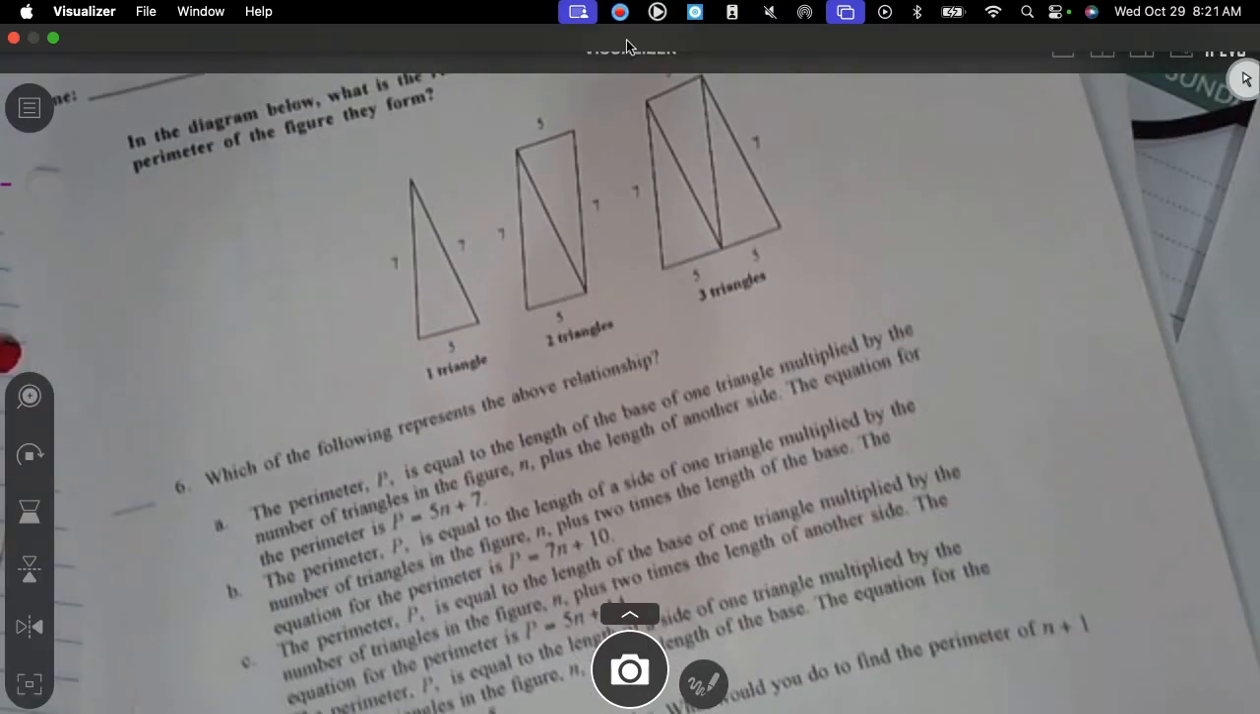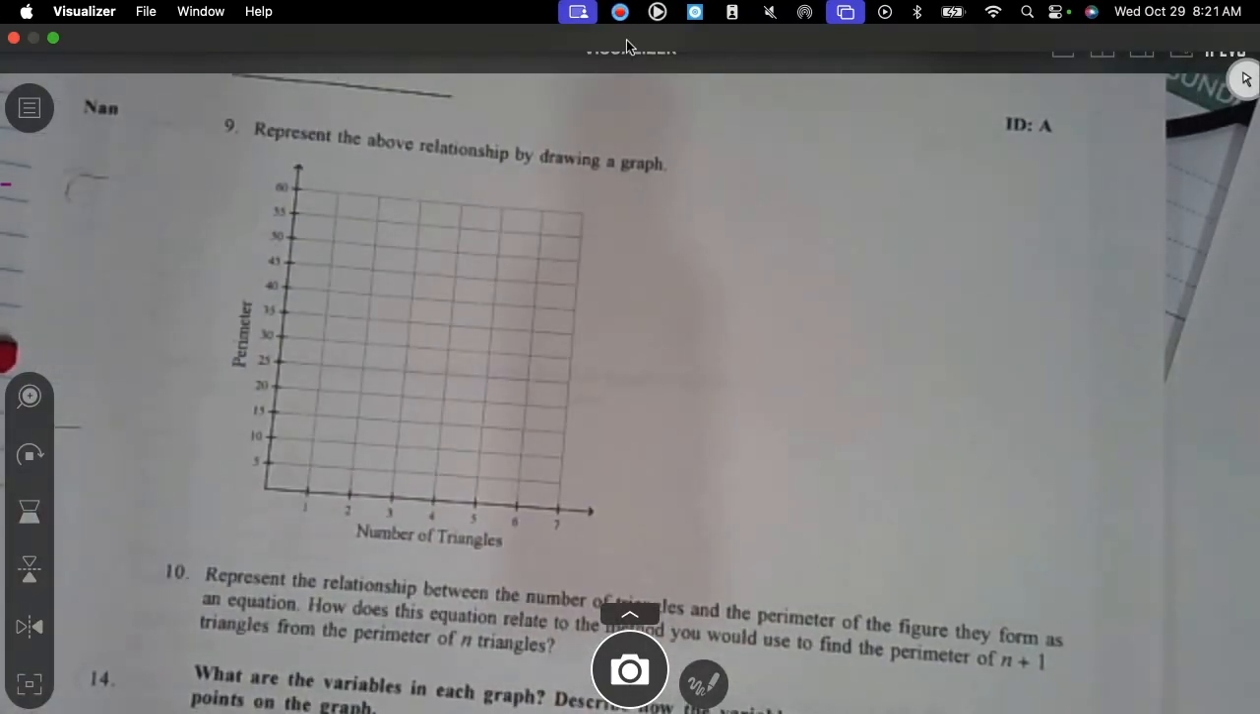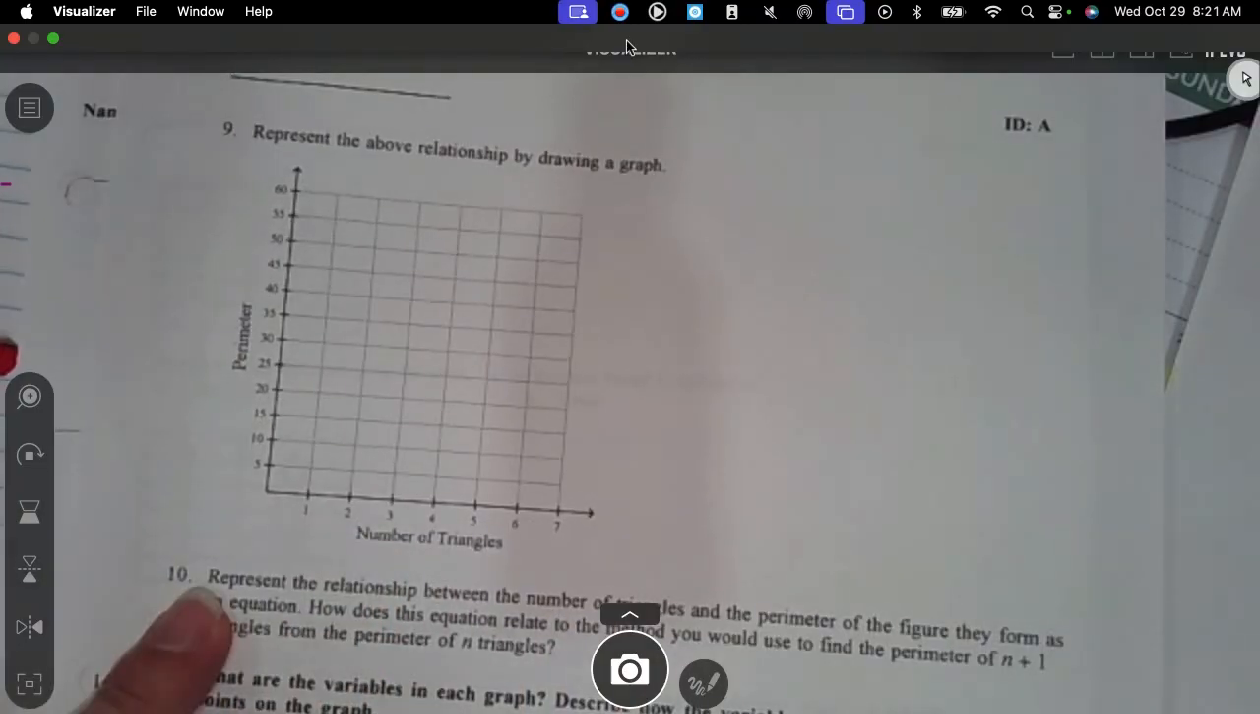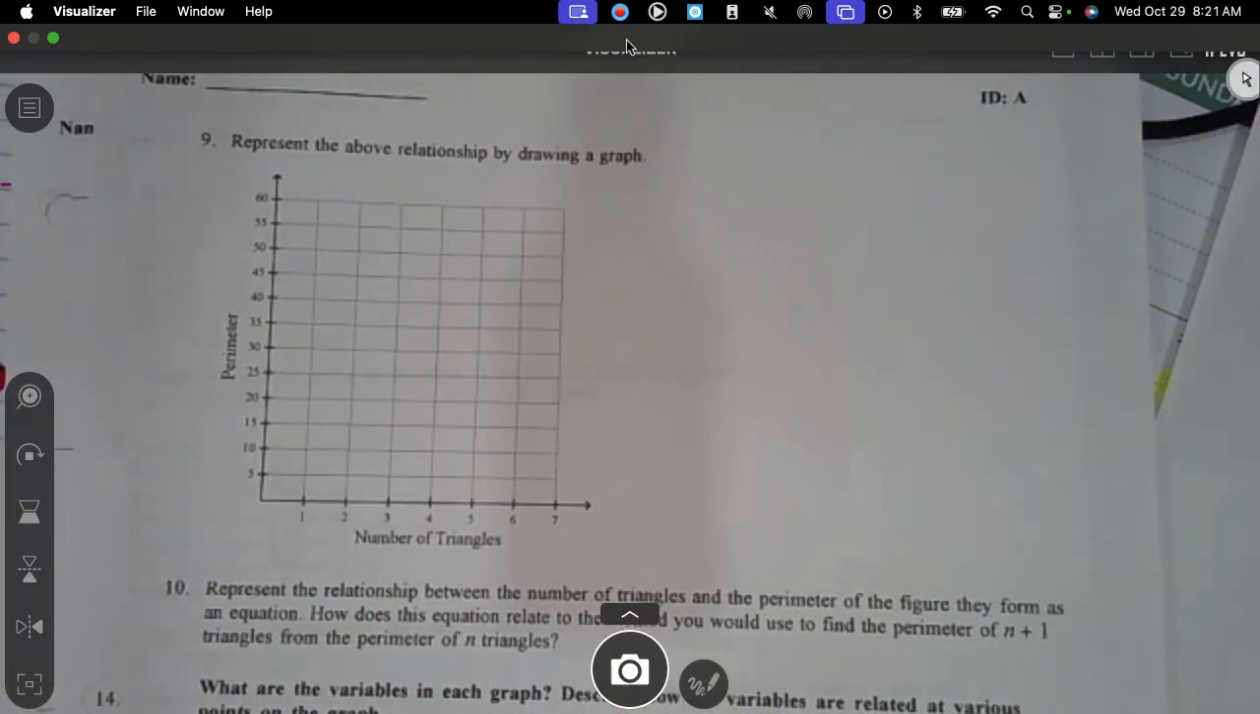Oh, I'm betting this is a graph and I already erased it. I'll just try to remember. Okay, so here's the graph of the same problem. So let me do that. One triangle was 19, I think. So I would go over 1 and up to 19. Are we okay with that? 2 triangles was 24. And then 3 triangles was 29.